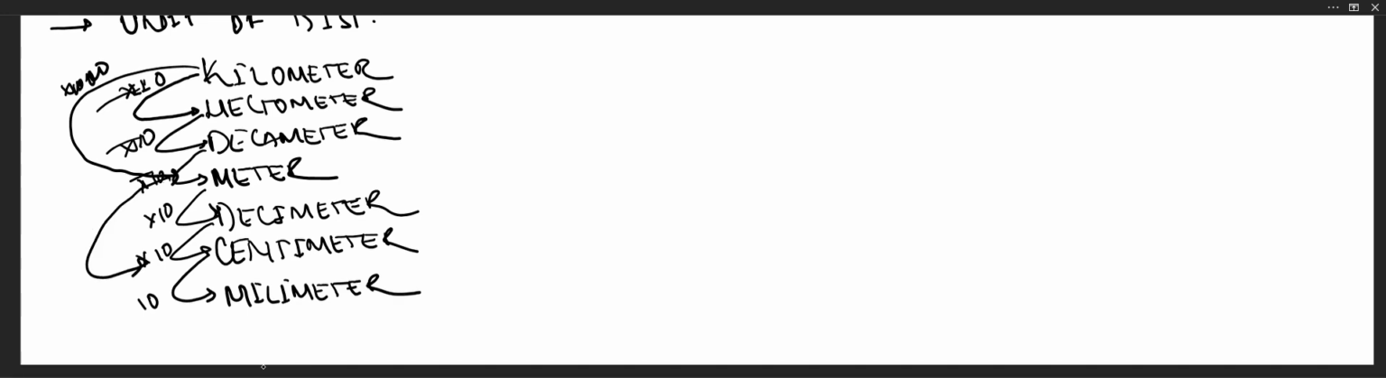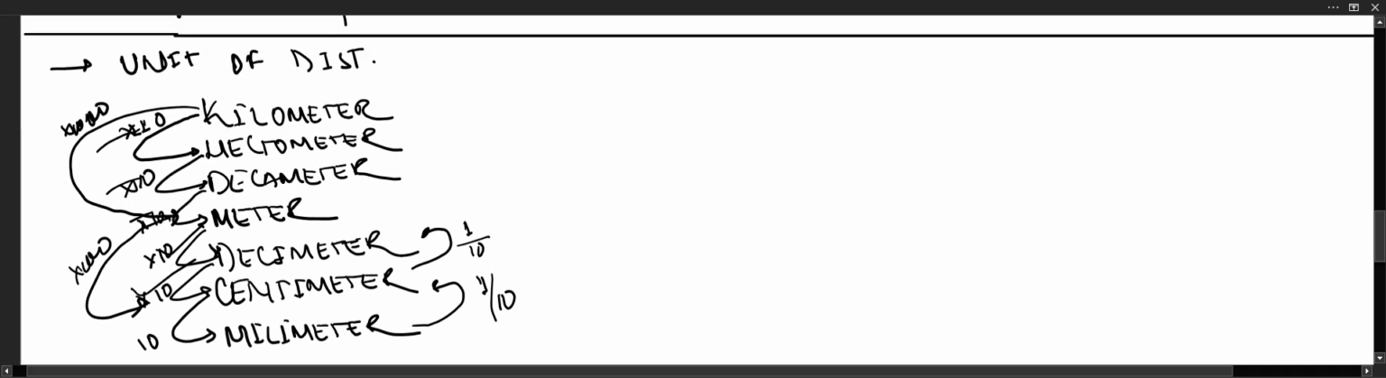Similarly, as we go downwards, we will multiply it with 10. And we can also say that 1 kilometer is equal to 1000 meter, because 10, 10 and 10. And similarly, 1 meter is equal to 100 centimeter, 10 and 10. As we move upward, we will divide it with 10. So this was all about the unit of distance.